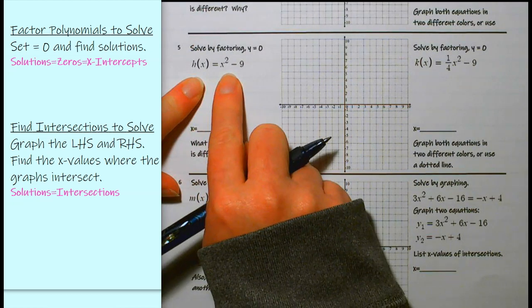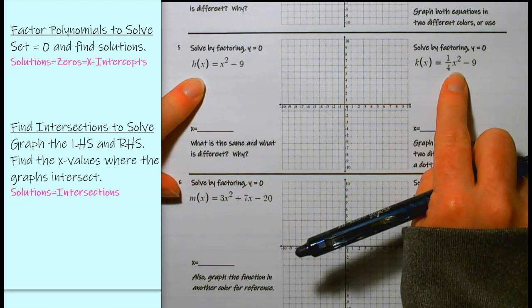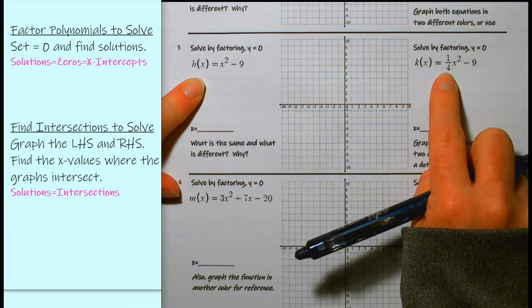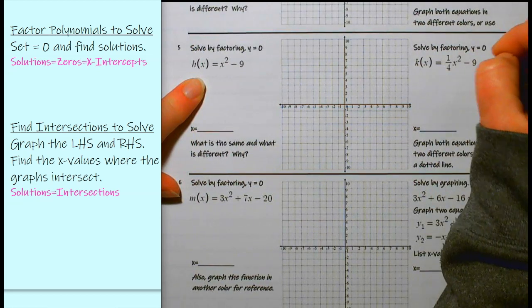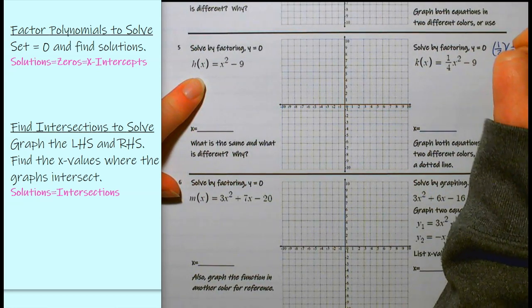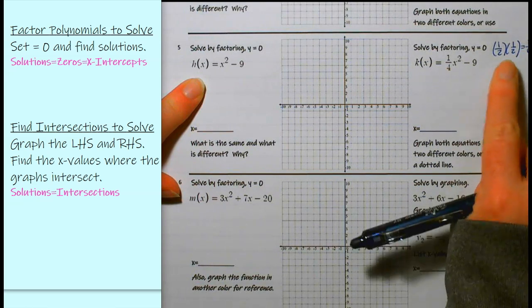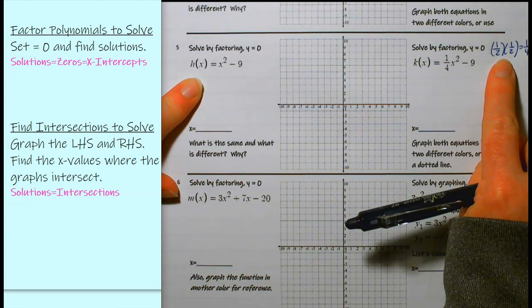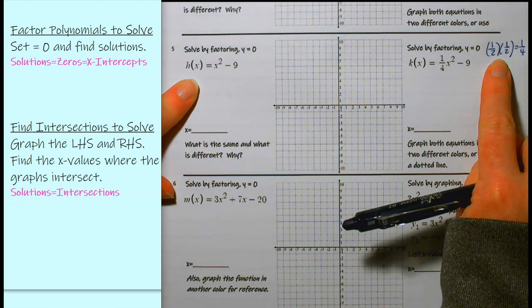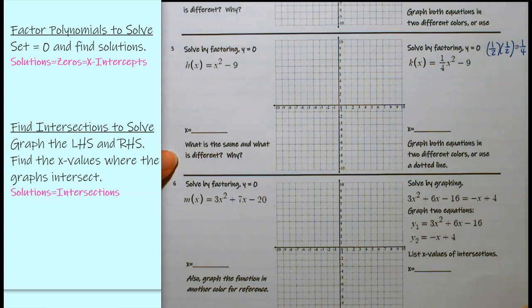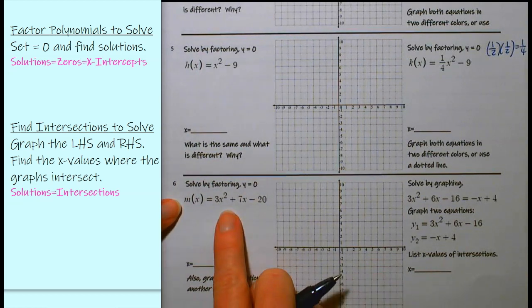So this is a difference of squares. This is a difference of squares. I'll just remind you here that 1/2 times 1/2 equals 1/4. So this is the root, 1/2. And then what's the same about them and what is different? So why is that? And then this last one, we're going to solve this one by factoring.